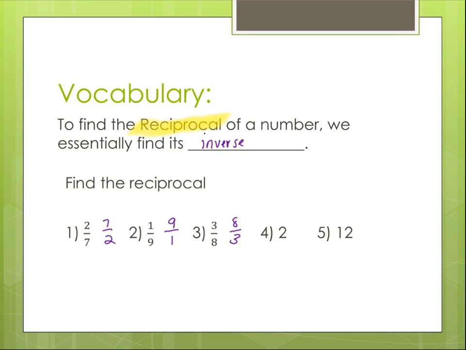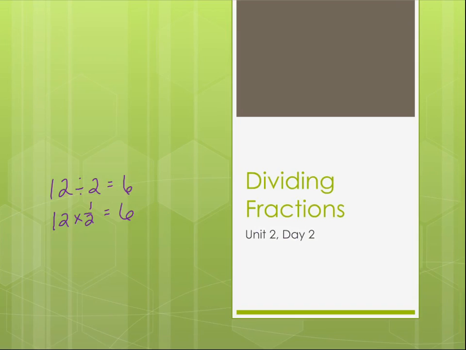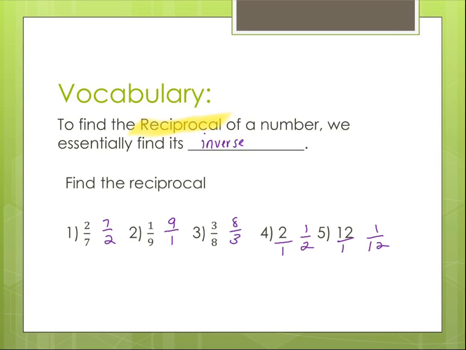Things get a little bit different when you have a whole number. Here I have the number 2, and in order to write its reciprocal, we need to turn it into a fraction. So we write it as 2/1 and then flip it, and we get 1/2. Same thing for 12. We write it over 1 and then flip it and get 1/12. Going back, you have 2 and you have 1/2. 2 and 1/2 are reciprocals of each other. They're the inverse. We flip them over.